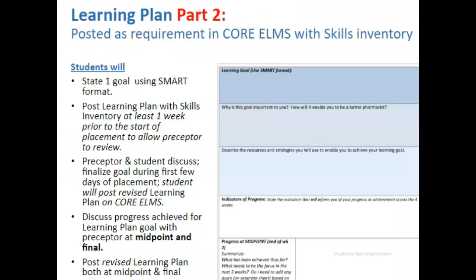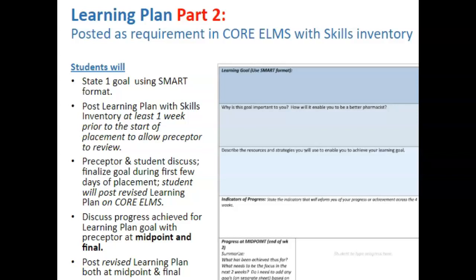After doing their skill inventory, students will state one goal using the SMART format. When they meet with you at the orientation, they should provide this learning plan to you, and the two of you can go over it and discuss the goal and perhaps modify it as might be appropriate to your store. The student should then post the revised learning plan in CORE ELMS.